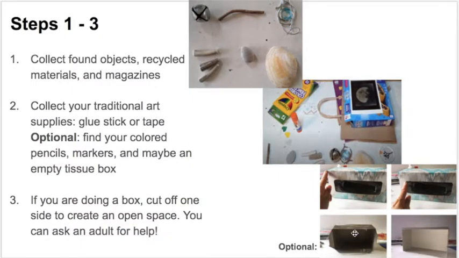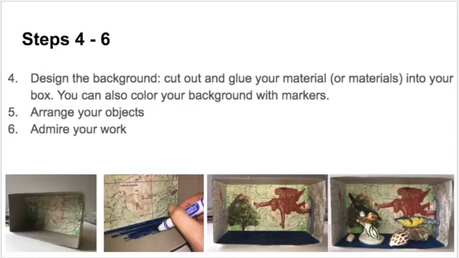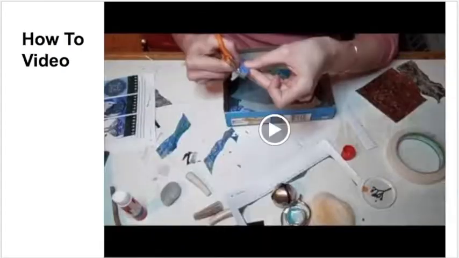Here's an example. Steps 4 to 6. 4 is to design the background, especially if you're using a box. This is really important. Cut out and glue material or materials from your newspapers or magazines and glue them into your box. You can also color the background with markers or colored pencils. 5, arrange your objects. And 6, admire your work. Here's a how-to video that I put together on how to do this project.